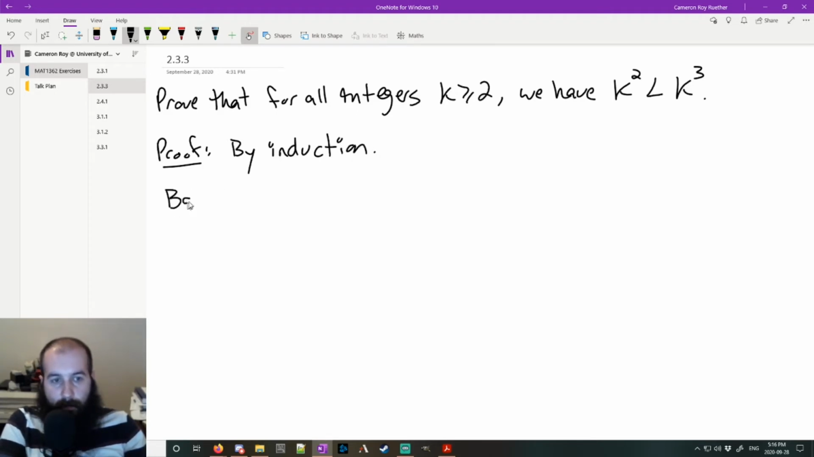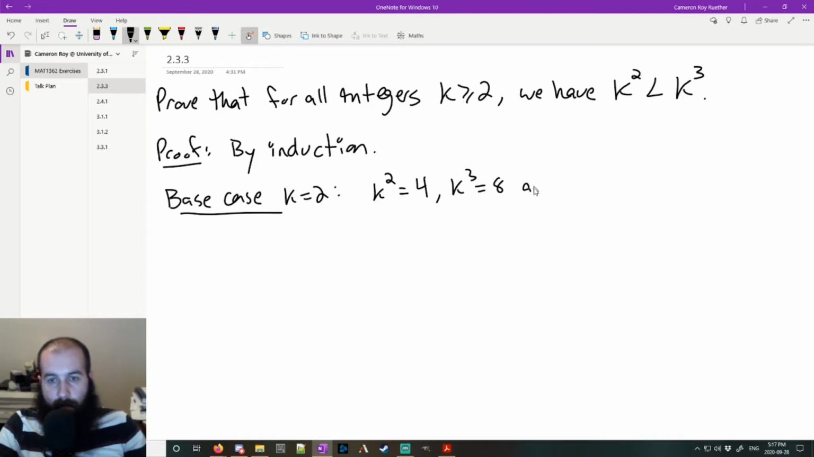Our base case now is the smallest integer to which we want our statement to apply, which is now going to be 2. And then we get the statement that k squared is 4, k cubed is 8, and clearly 4 is strictly less than 8. So this holds in the base case.